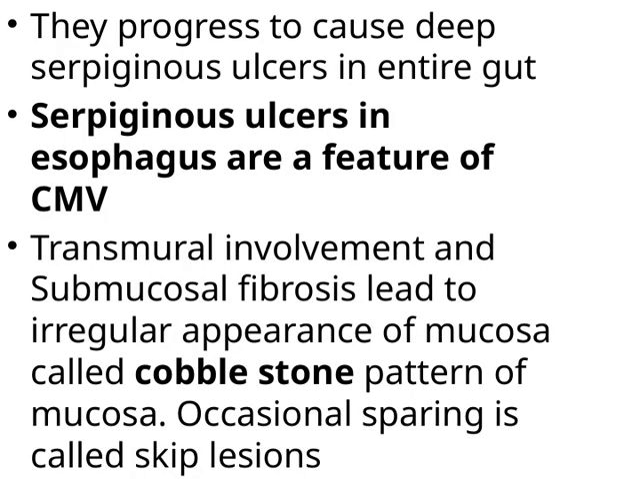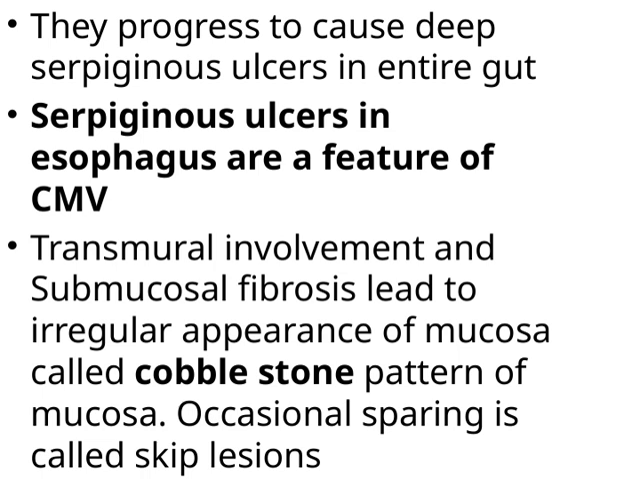Now, as the disease progresses, we see it causing deep serpiginous ulcers throughout the entire gut. These serpiginous ulcers, especially in the esophagus, are a characteristic feature of cytomegalovirus, or CMV, infection. What's interesting is that as the inflammation becomes more extensive, it involves all layers of the gut wall, leading to transmural involvement. This means the damage isn't just superficial, it affects the full thickness of the intestinal wall. This transmural process, combined with submucosal fibrosis, gives rise to an irregular mucosal appearance known as the cobblestone pattern. Think of it like uneven, raised areas that give the mucosa a cobbled look.